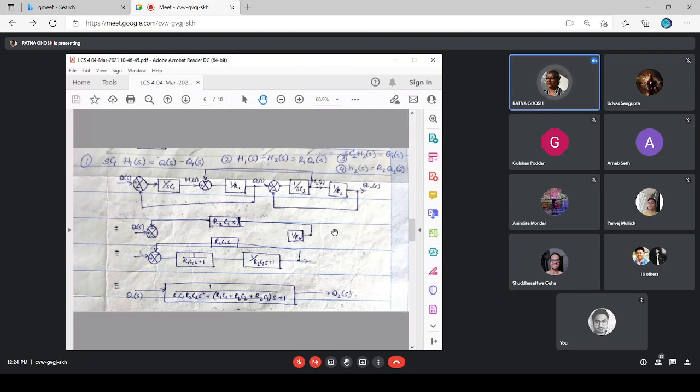Summing points, comparators or summers. Okay. So please do not say X's. That's so wrong a thing to say. So we can shift these, then we get R2C1S, ma'am, that I got.